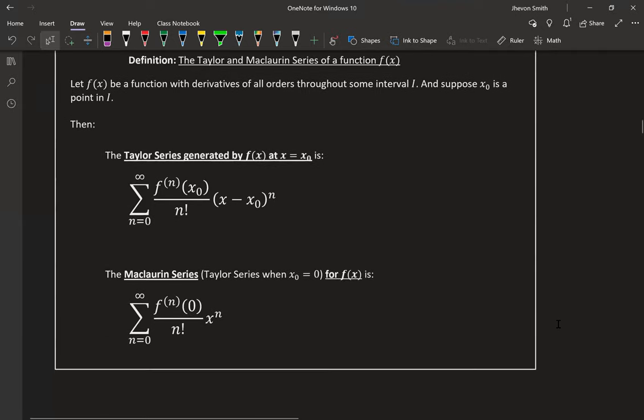But that leads us to the first major definition here, and it is one that you should know. Let f be a function with derivatives of all orders throughout some interval, and suppose x naught is a point in that interval. Then the Taylor series generated by f at x equals x naught is given by that series right there. The Maclaurin series, which is simply the Taylor series when x equals zero, is just going to be the series of the nth derivative evaluated at zero over n factorial times x to the n.